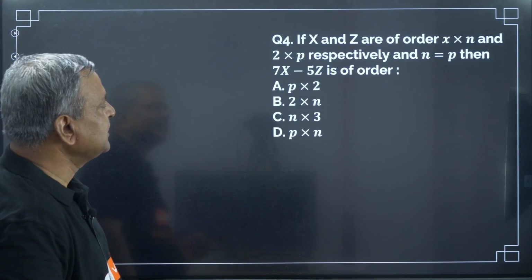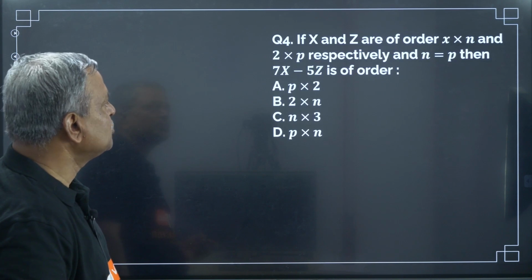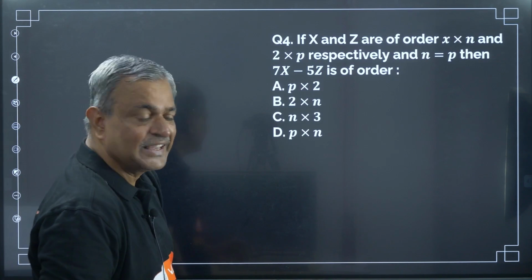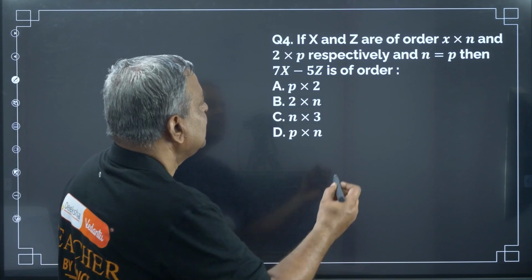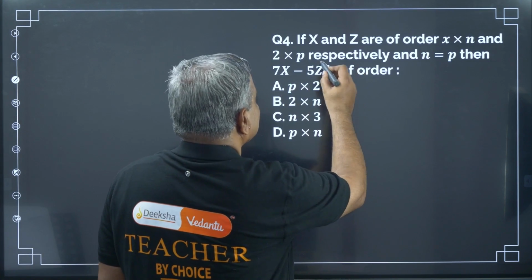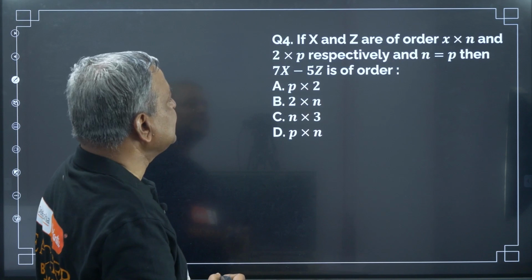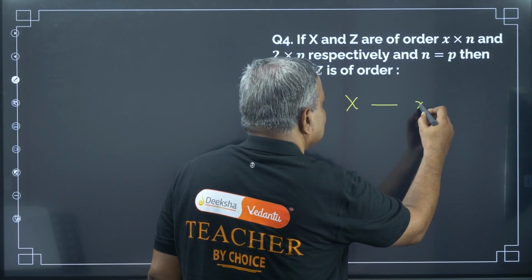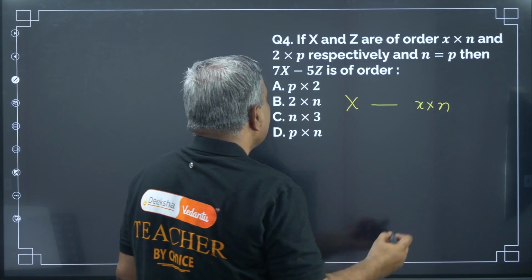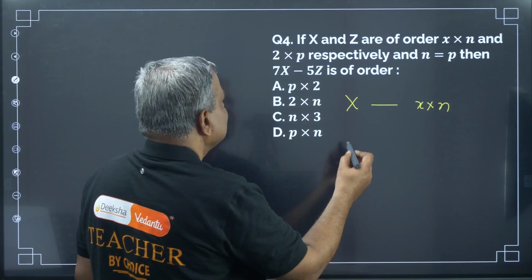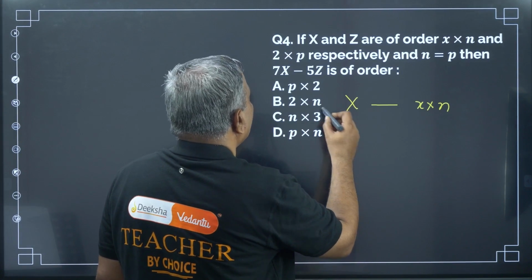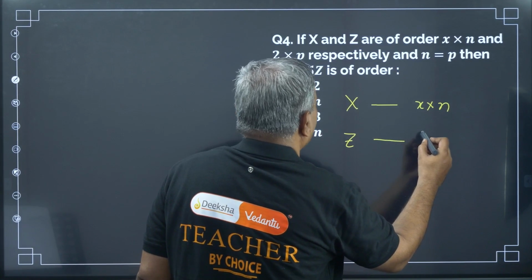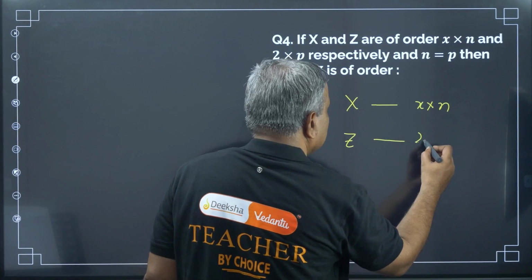X and Y are of order x into n and 2 into p respectively, and n is equal to p, then 7X minus 5Z will be of what order? See, what is given: capital X is of order x into n. Similarly, 7 doesn't matter, and capital Z is of order 2 into p.